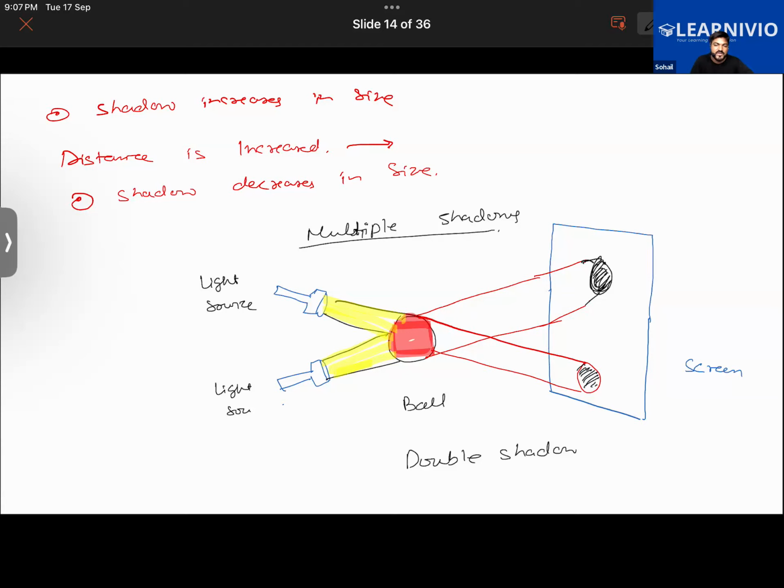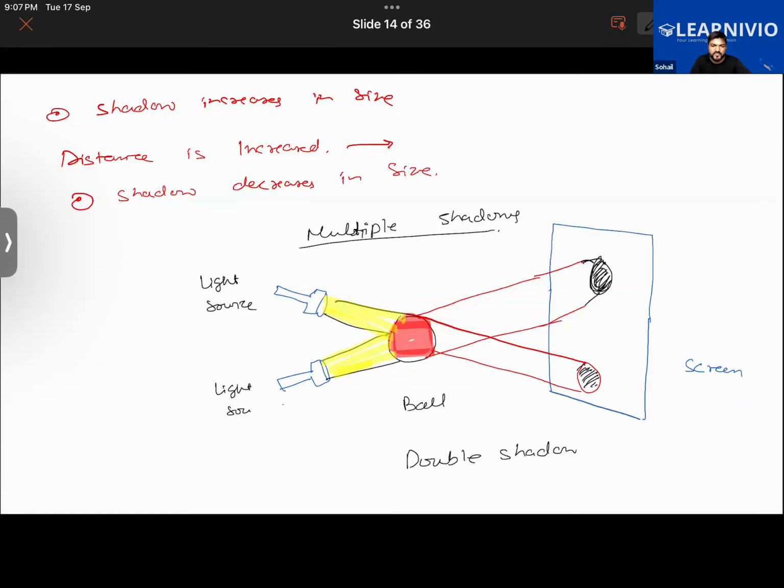If an object is being illuminated, if an object faces light from more than one direction, it will cast more than one shadow. So that is the case. Multiple shadows are formed when there are many light sources. Hope you guys are able to understand this.